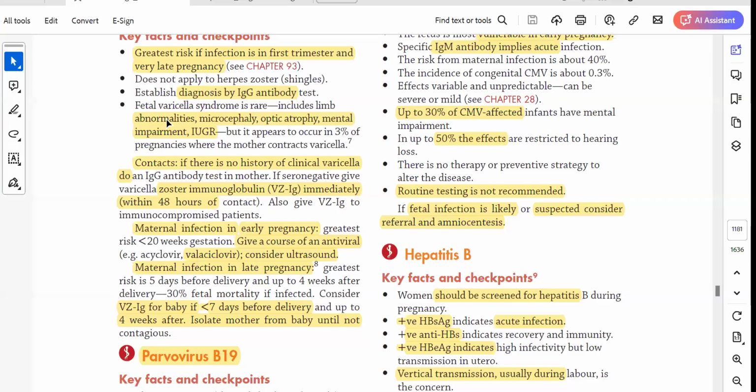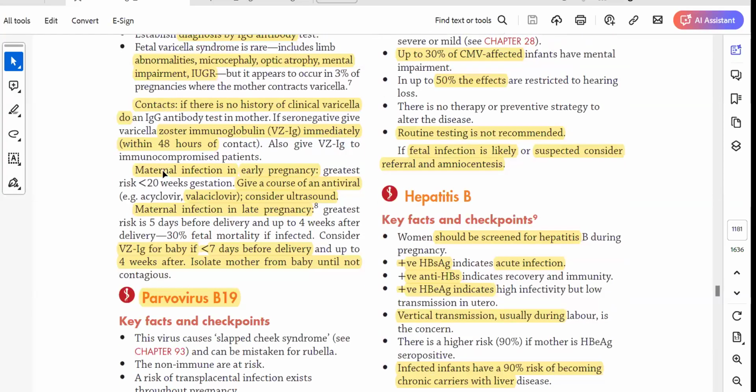So how to diagnose this? Same, if there is a contact, you need to arrange the blood test for IgG and IgM, and it's pretty much the same. If IgG is positive, the patient is immune. If IgM is positive, the patient is infected.